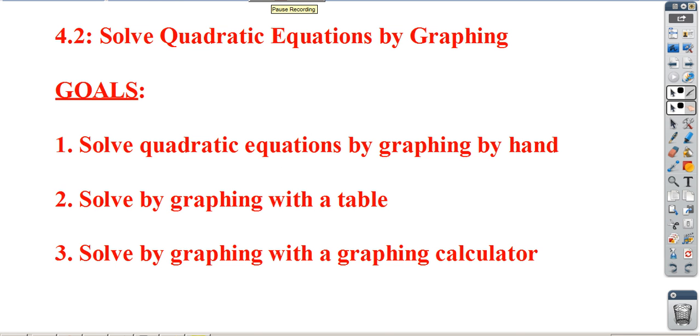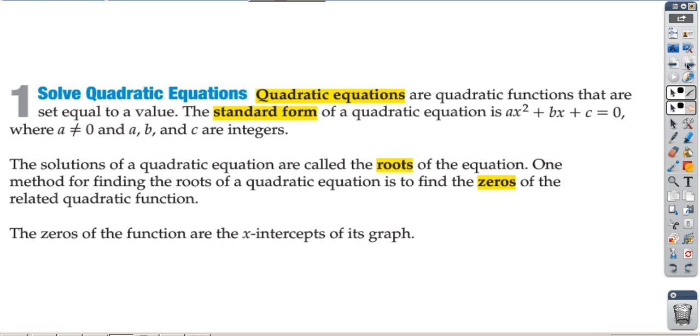Okay, in this section we're going to learn how to solve quadratic equations by graphing a couple different ways: one by hand, and then we'll also show how to do it using the TI-80 series calculators, because those tend to be more efficient, at least with some of these problems. So a couple main goals, like we said: graphing by hand, graphing with something called a table, and I'll show you how to find that in the calculator, and then graphing with a TI-80 something calculator.